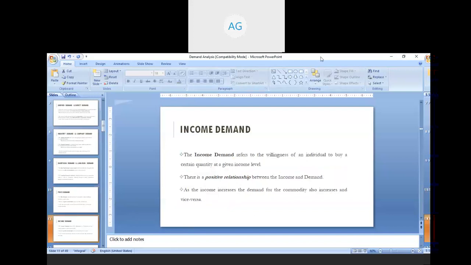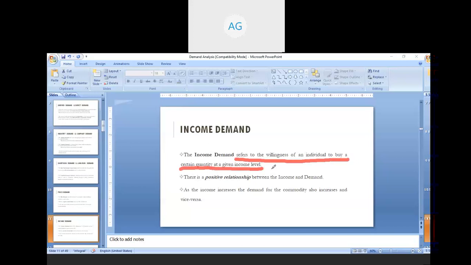The next type of demand is income demand. So the demand refers to the willingness of an individual to buy a certain quantity at a given income level. So here they are dealing with the income level.